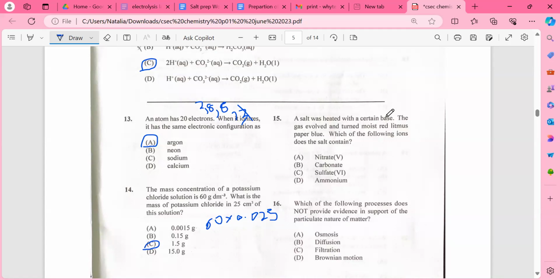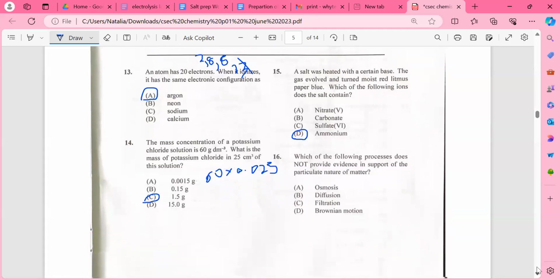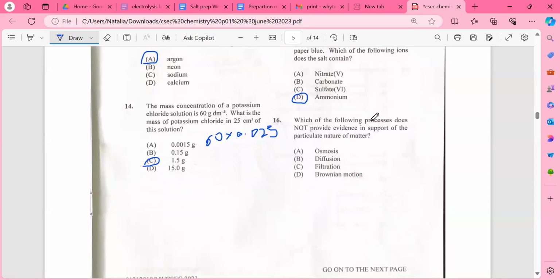1.5. A salt is heated with a certain base, and the gas evolved turns moist red litmus paper blue. Which of the following ions does the salt contain? Ammonium ions react with a base to form ammonia gas. Which of the following processes does not provide evidence in support of the particulate theory of matter? That's going to be filtration.